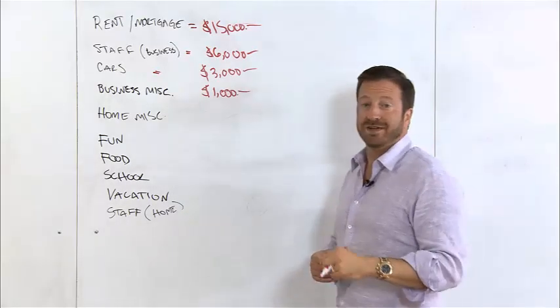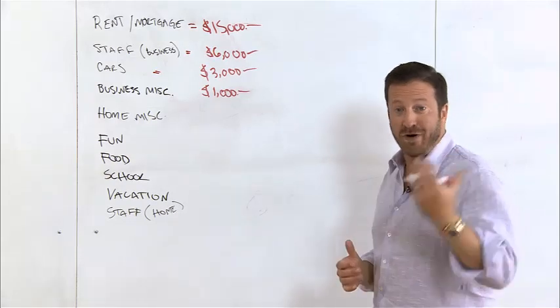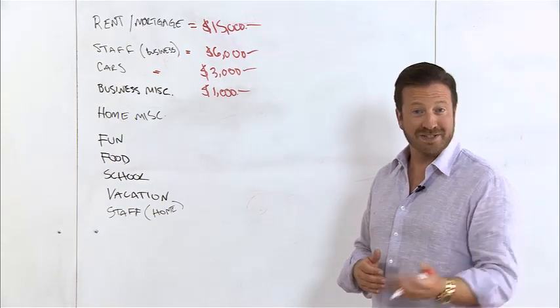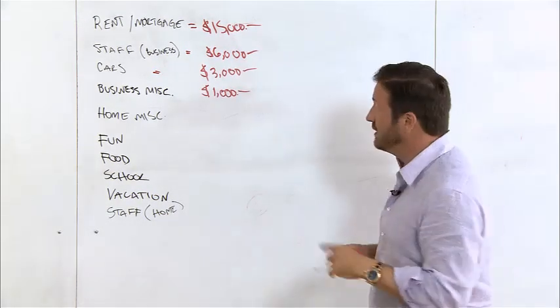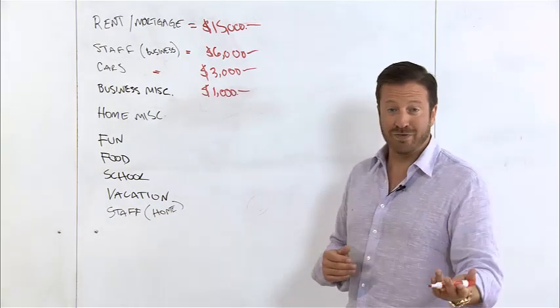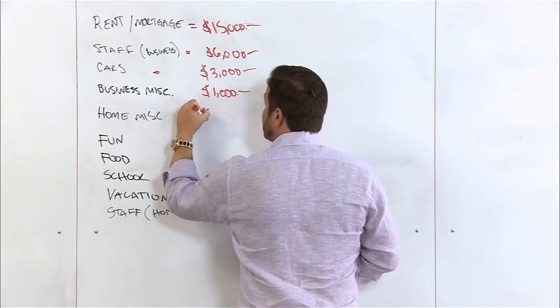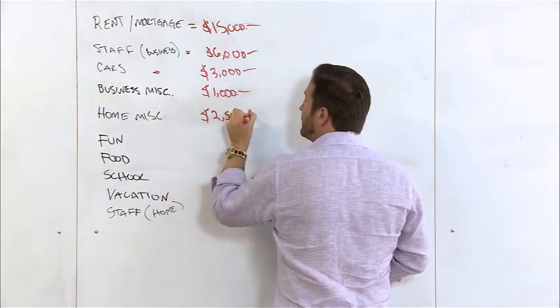Now your home miscellaneous, right? This is your insurance, your car insurance, your power bill, your light bill, all that stuff. Go ahead and figure that stuff out. You probably don't know, do you? I bet you don't. I don't know. That's why we have spouses, right? Ask your spouse. They know. If they don't know, your host, right? Guess. Okay, so miscellaneous home stuff. Let's put another $2,500 here. Whatever it may be for you is okay.